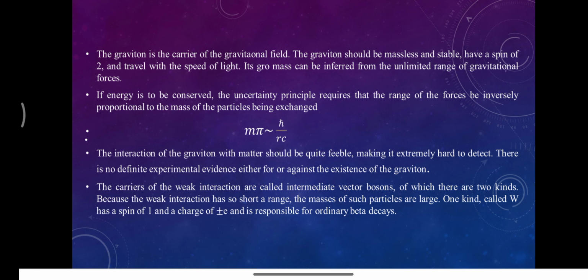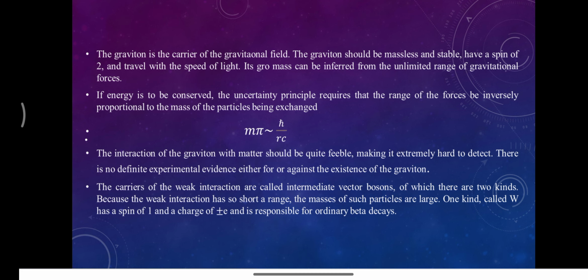The graviton, which is the carrier of the gravitational field, should be massless and stable, have a spin of 2, and travel with the speed of light. Its zero mass can be inferred from the unlimited range of the gravitational force. If energy needs to be conserved, the uncertainty principle requires that the range of a force be inversely proportional to the mass of the particles being exchanged. The equation is given below: m c² approximately equal to h-bar divided by r c.